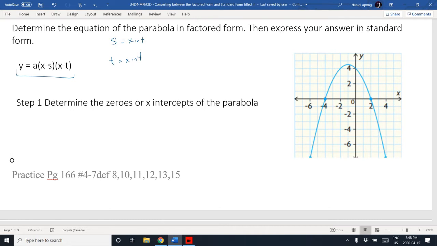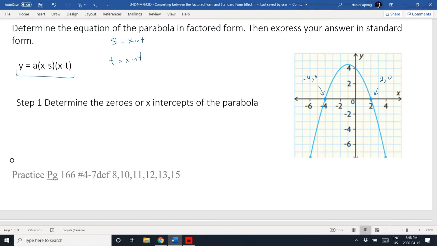So let's take a look at step 1. First, determine the zeros or the x-intercepts. So we can see one of them right over here, and that occurs at negative 4, 0, and then one right over here, which is 2, 0. So we know our s and t essentially. s is negative 4 and t could be 2. Doesn't really matter the order, you just have to have them there.